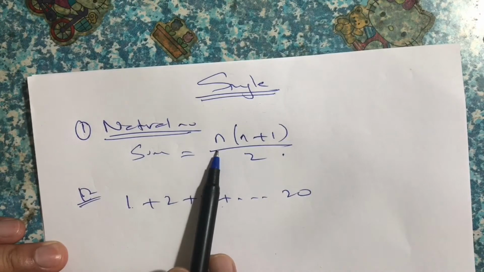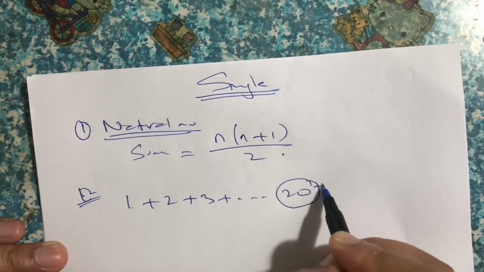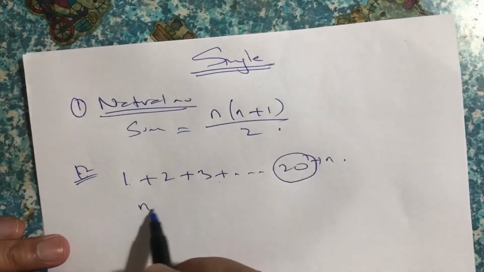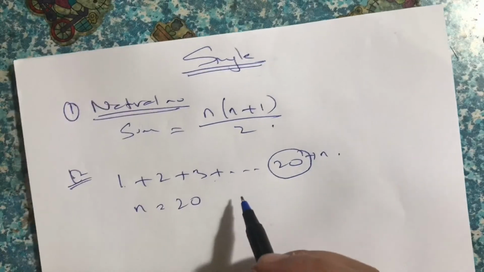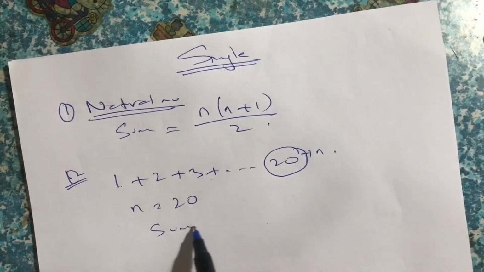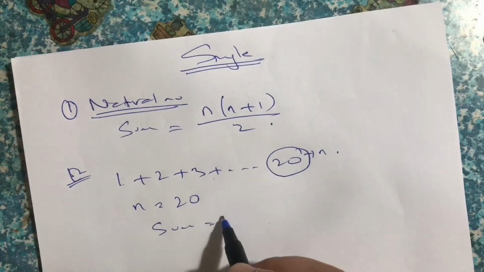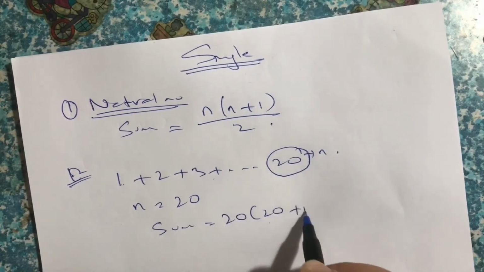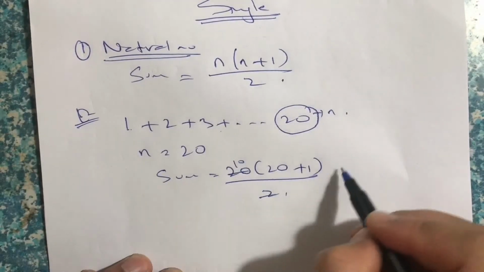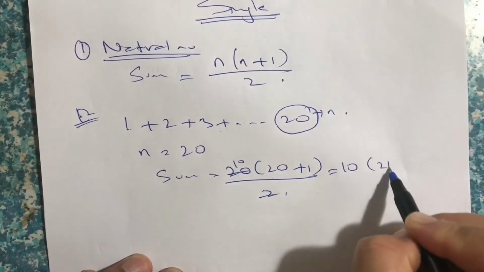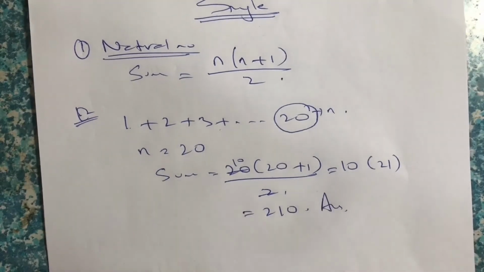If I want to apply this formula, I need to know what my n is. The last value is known as your n. So n over here equals 20. Then the formula of the sum becomes n(n+1) divided by 2, so we have 20 into 21 divided by 2. When I solve it, I can cancel them. 2 tens are 20. Then I get 10 into 21, which is equal to 210. So the answer of the sum is 210.